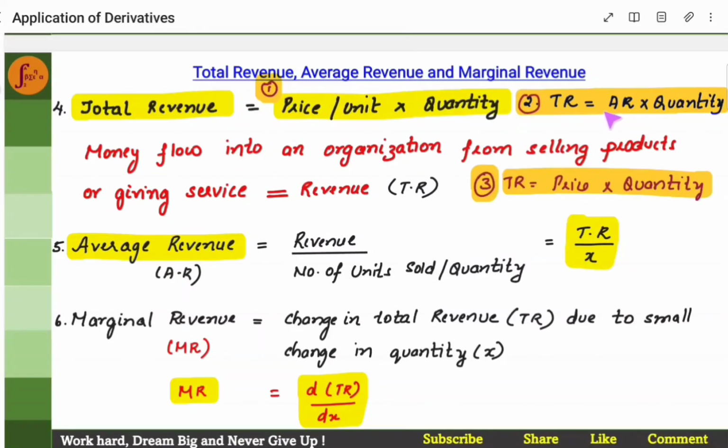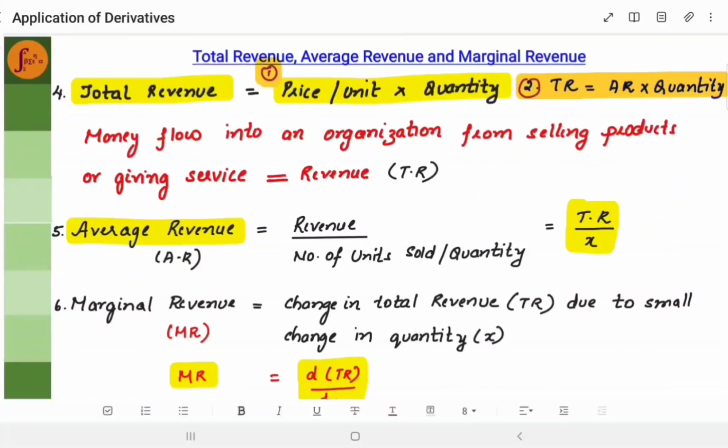Also, total revenue can be expressed as average revenue into quantity, and price into quantity. Obviously, if I manufacture 100 products and I'm selling those 100 products, what will be my revenue? 100 products into the selling price of each product becomes the total revenue. Number of products into selling price of those products becomes the total revenue. Similarly, you can say total revenue is also average revenue into quantity. That is average revenue per unit into total units. Quantity is total units, the total units that you have sold. This is the total revenue.